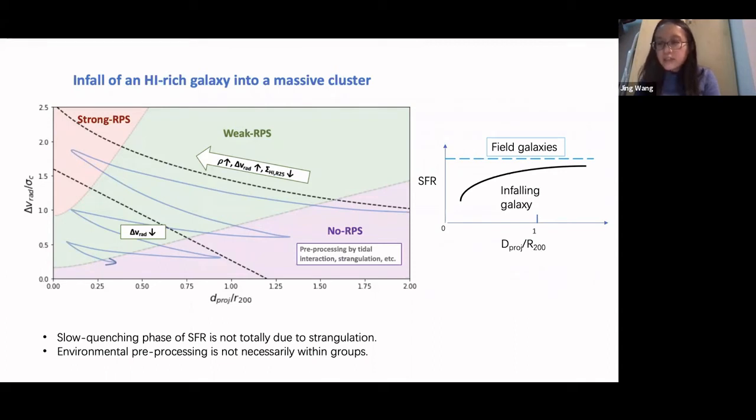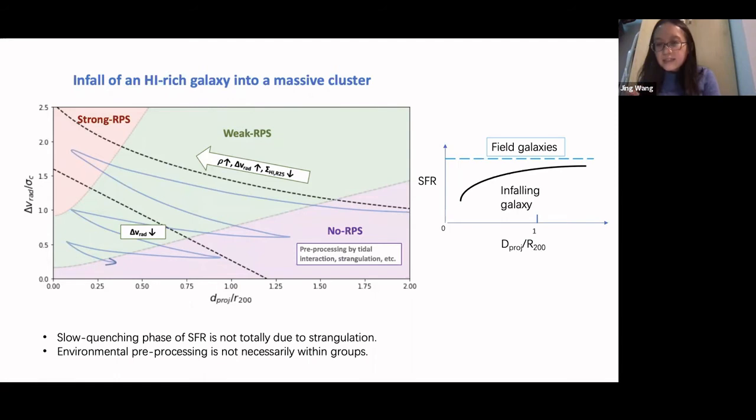Strangulation is a mechanism that also results from ram pressure stripping, but not stripping of the cold gas, but stripping of the circumgalactic medium, the hot gas around the galaxies. And our result now suggests that the ram pressure could have an effect on the cold gas in the slow quenching phase. And the slow quenching phase is not totally due to strangulation.